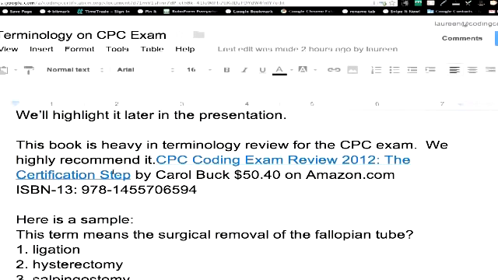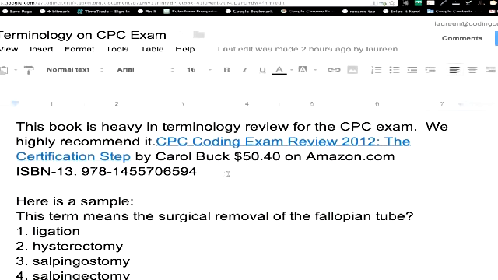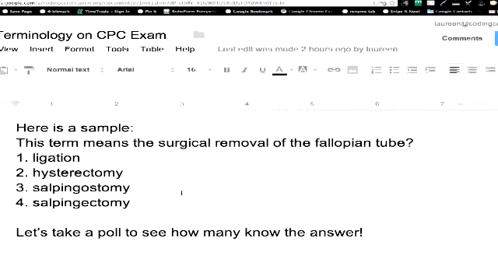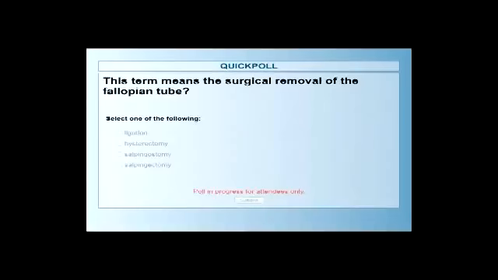So here's a sample question. This term means the surgical removal of the fallopian tube: ligation, hysterectomy, salpingostomy, or salpingectomy. So which do you think it is? Let's do another poll. Go ahead and fill out the poll. Which do you think is the correct answer? Number 1, 2, 3, or 4, or A, B, C, D? I'm not sure how it's being presented to you.